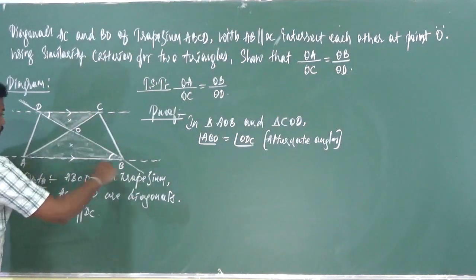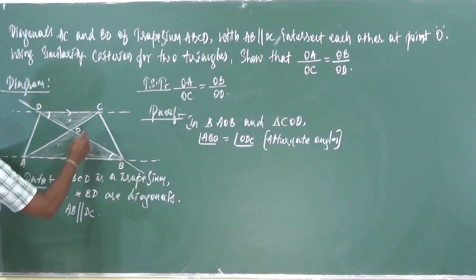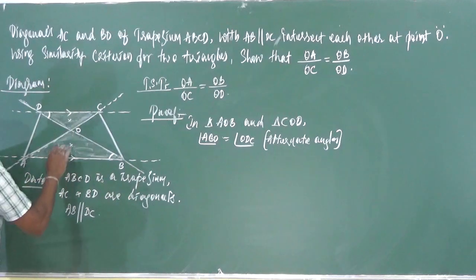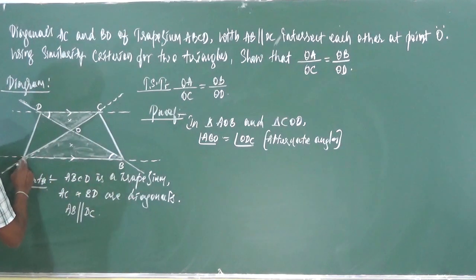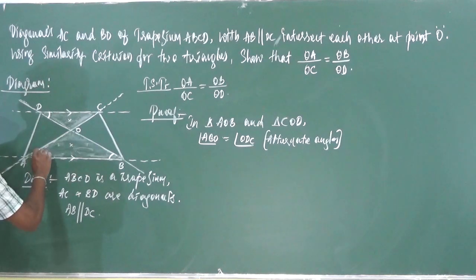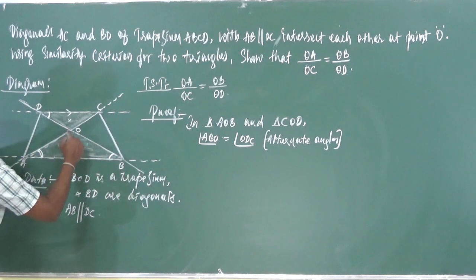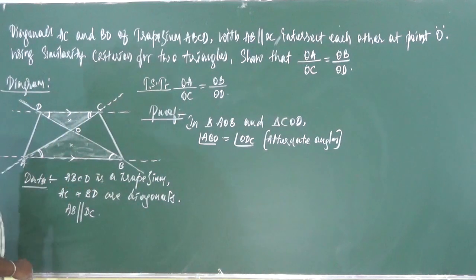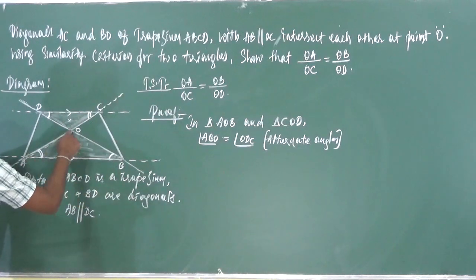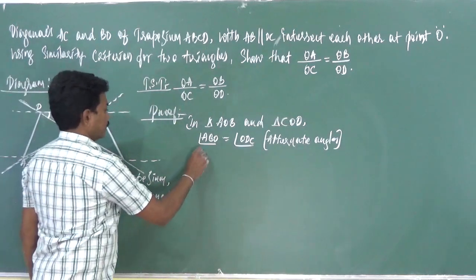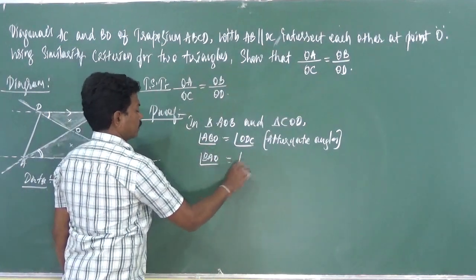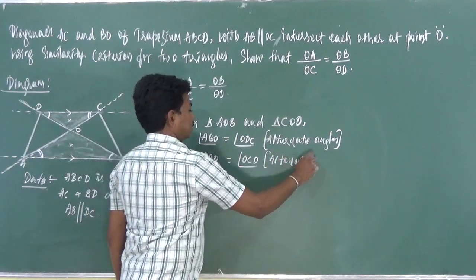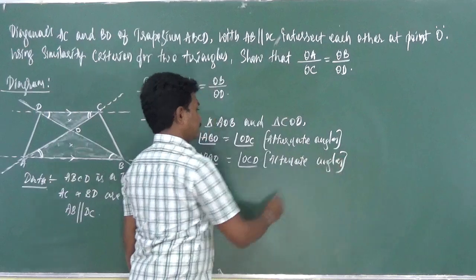So these are the two lines which are parallel to each other according to the data. If you consider this line as the transversal, then in this triangle, angle BAO, that is this angle, is equal to angle OCD, that is this angle. Now they become the alternate angles. So angle BAO is equal to angle OCD. Again, the reason is alternate angles. Alright, so very nice.